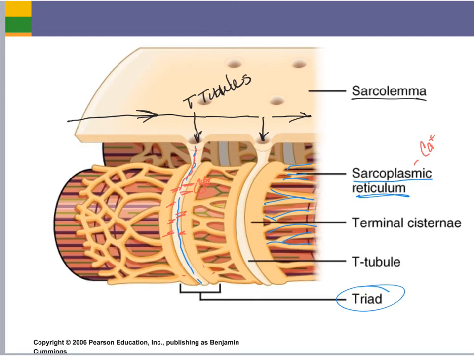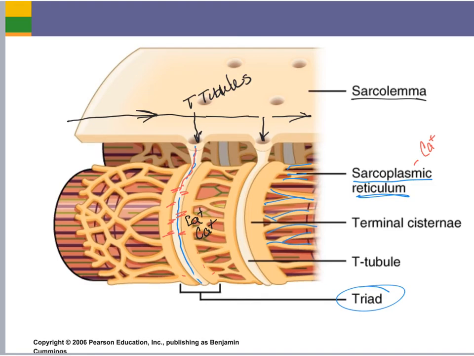So the calcium is going to be released from here. So we have little calcium ions being released. Okay, so calcium is released. Now what happens with that calcium? Well, it turns out that that calcium is our final trigger for muscular contraction, right?